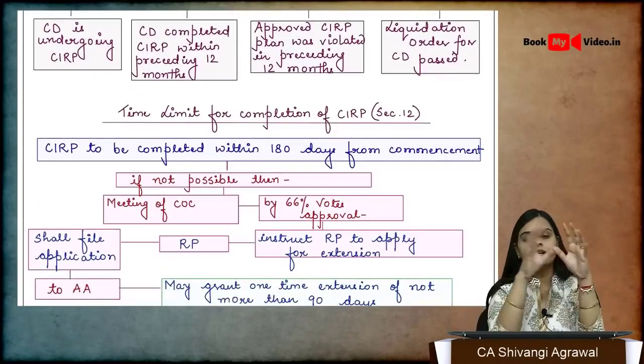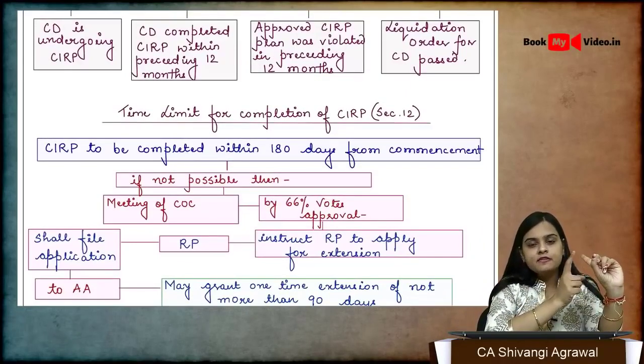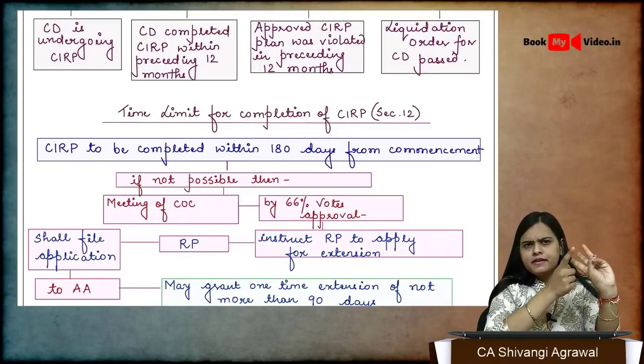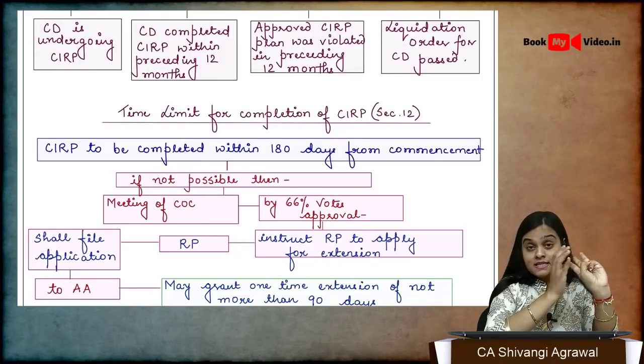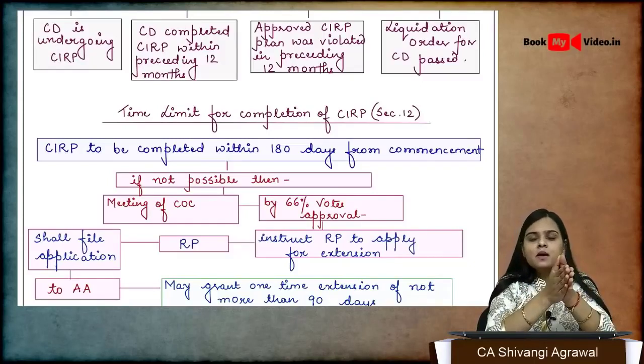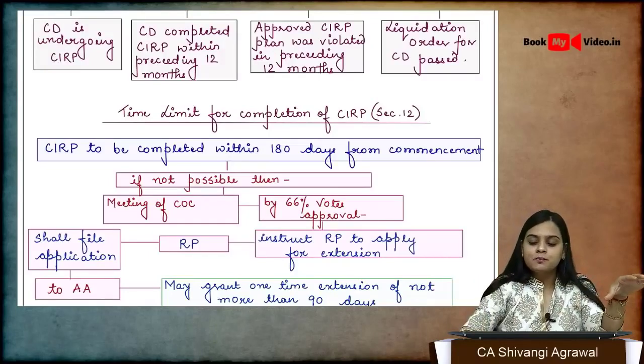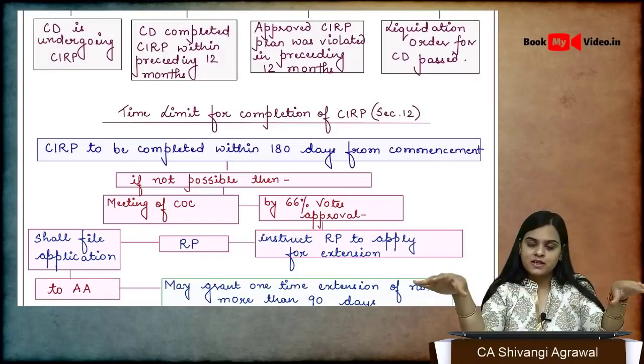So my dear, what is the flow? An application is filed by either the financial creditor, the operational creditor, or the corporate debtor himself. Once an application is filed, it is either admitted or rejected. If it is admitted, that becomes the admission date, or the commencement date, and from that commencement date, within 180 days CIRP has to be completed.